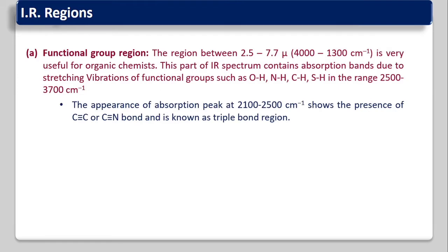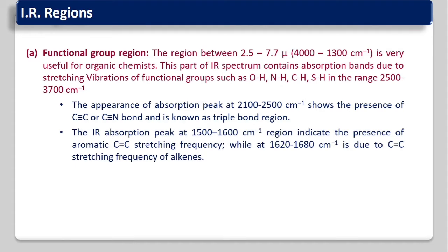Similarly, the appearance of absorption peaks at 2100 to 2500 centimeter inverse shows the presence of a carbon-carbon triple bond or carbon-nitrogen triple bond, and is known as the triple bond region. So if any peak appears between 2100 to 2500 centimeter inverse, you can conclude that your compound may contain a triple bond, that is carbon-carbon triple bond or maybe carbon-nitrogen triple bond.